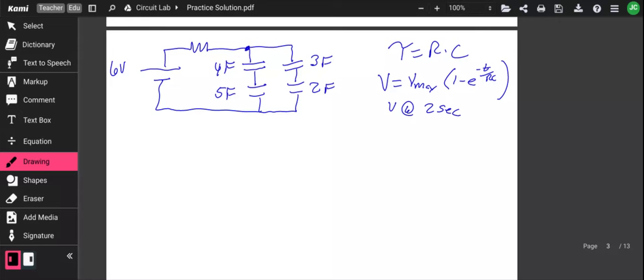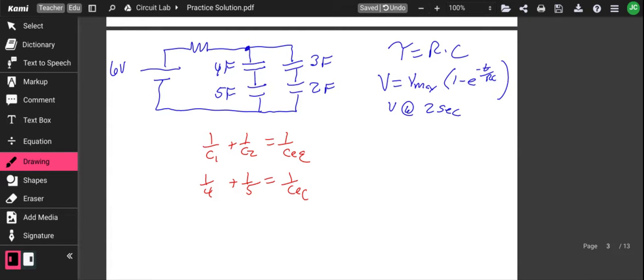So in the third problem, it's an RC circuit, a resistor capacitor circuit. And so when we're trying to figure this out, we need to first off combine the capacitors. To combine the capacitors in series, we use the 1 over C1 plus 1 over C2 is equal to 1 over C equivalent equation. So I'm going to do 1 over 4 plus 1 over 5 is equal to 1 over CEQ. I'm going to do the same thing for the 3 and the 2.